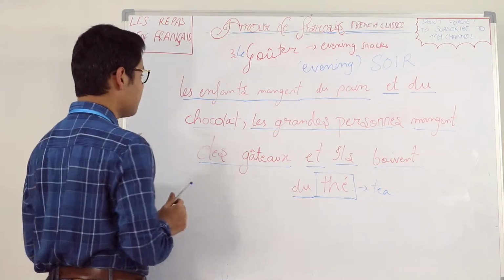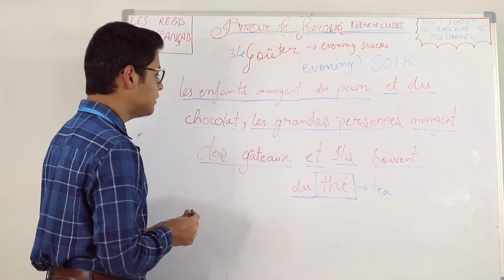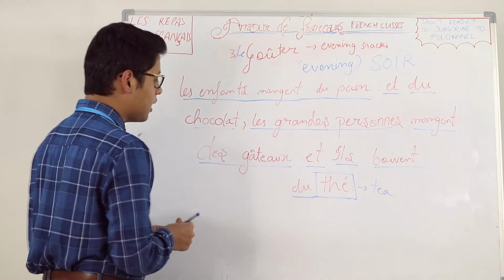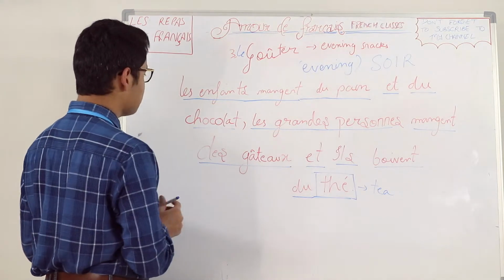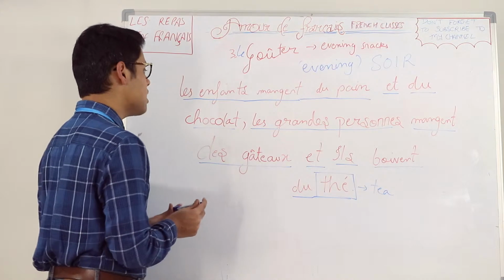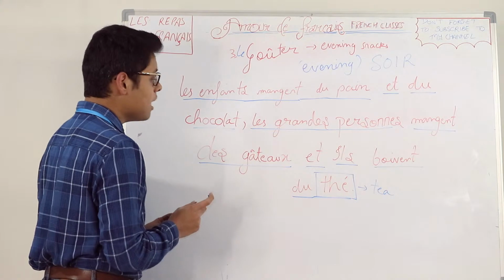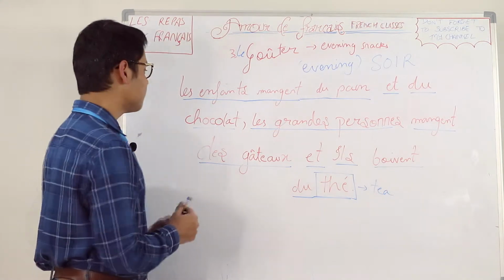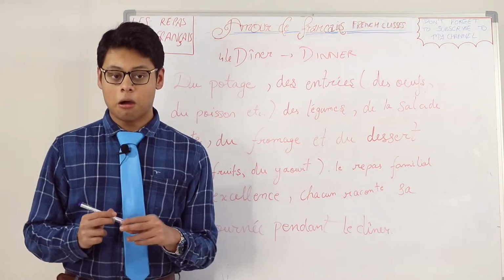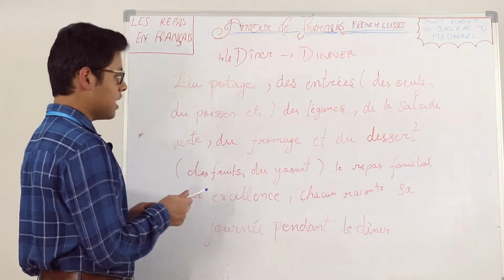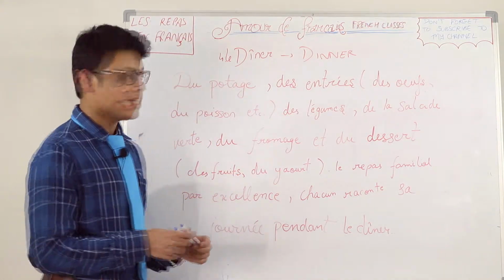Now, let us read in French and then we will translate it in English. So yeah, let's begin. Le goûter. Les enfants mangent du pain et du chocolat. Les grandes personnes mangent des gâteaux et ils boivent du thé. Now in English, the children eat some bread and some chocolate. The adults eat some cake and they drink tea. And now the last meal of the day, that is le dîner or dinner, which we generally have in late evening or at night. So now let us start reading and translating.